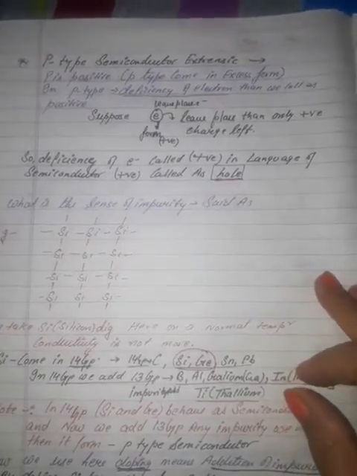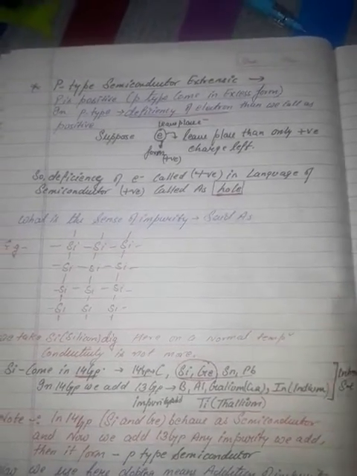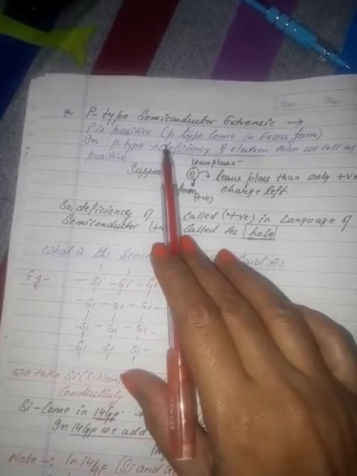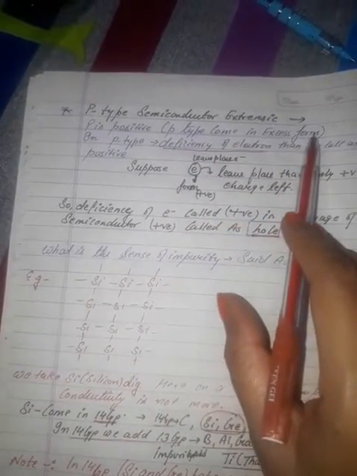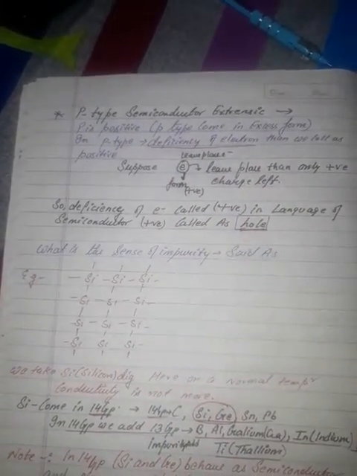Next is the p-type semiconductor. What will happen? In a p-type semiconductor, P means positive. P-type comes in excess form, meaning positive charge is present in a greater amount.